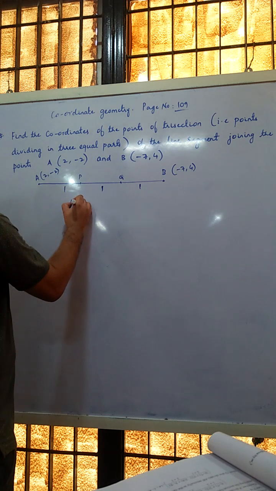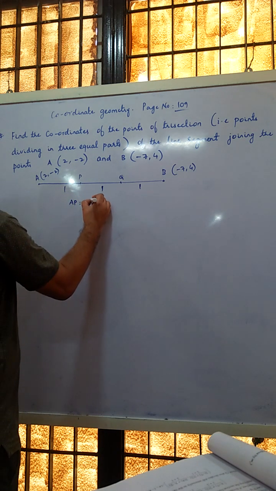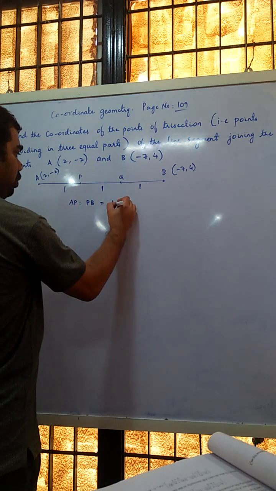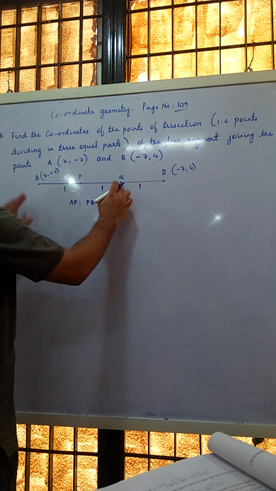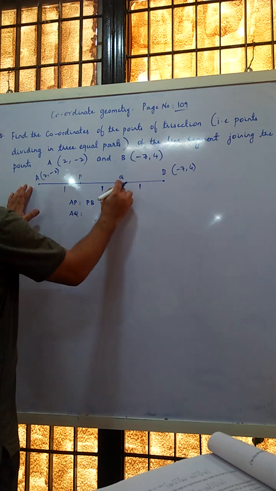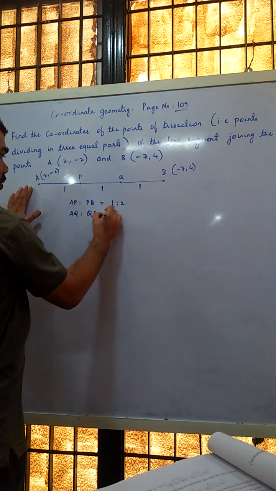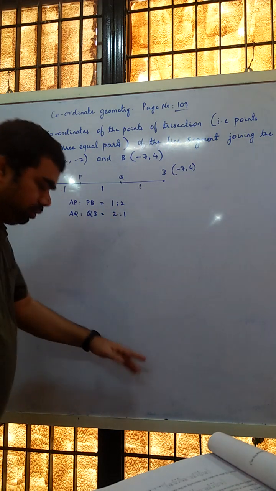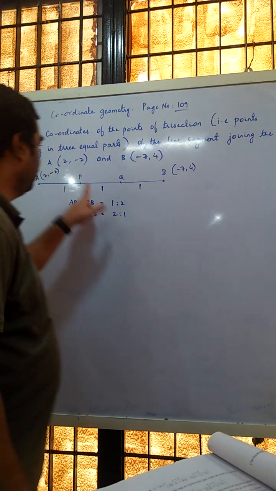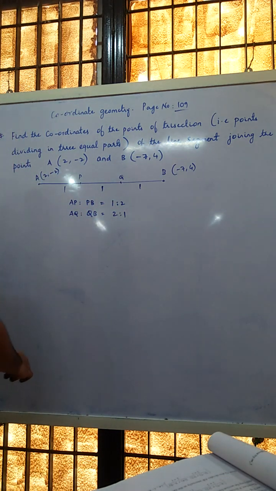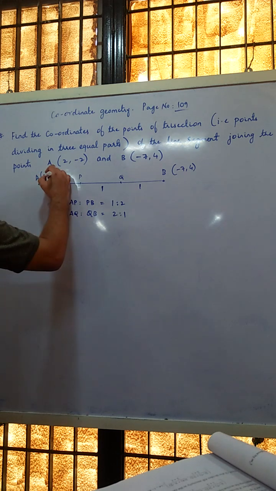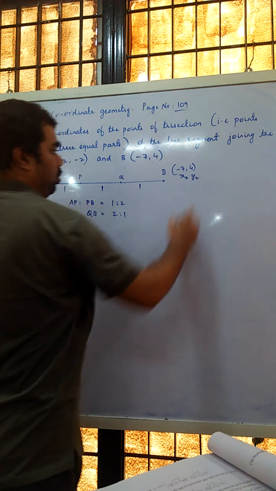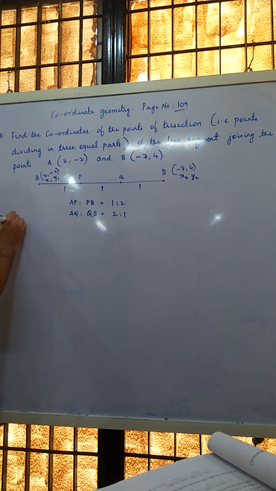That is, you can write AP is to PB is equal to 1:2 and AQ is to QB is equal to 2:1. Okay. Now I use the section formula to find the coordinates of points P and Q. Before doing that, I consider this as x1, y1 and this as x2, y2. Now apply the section formula.